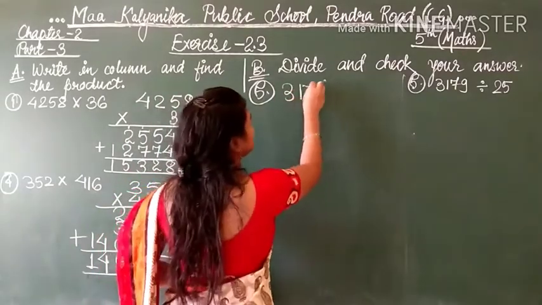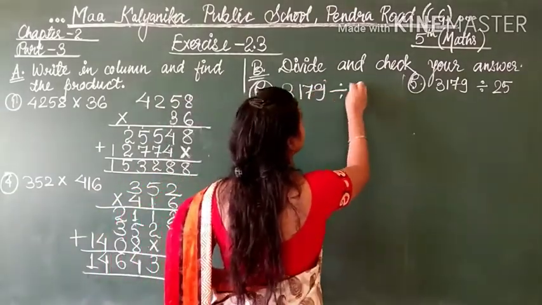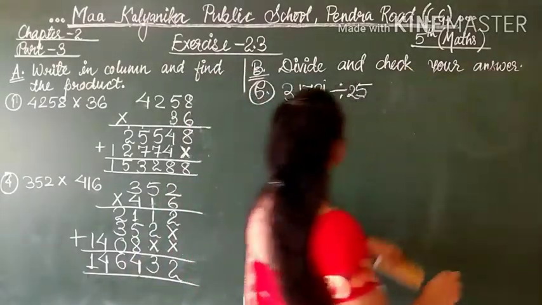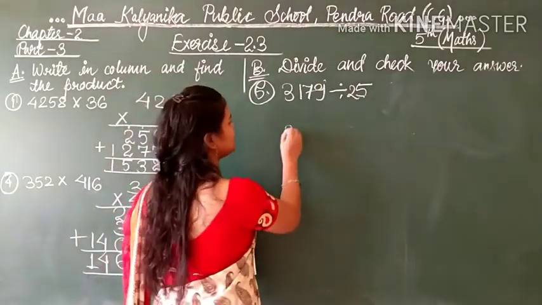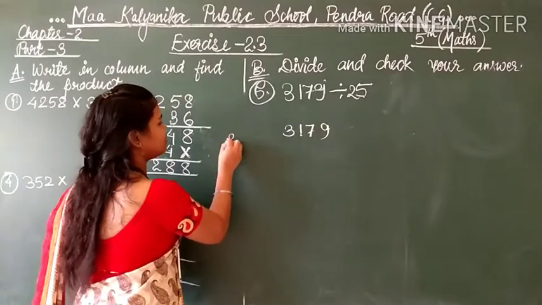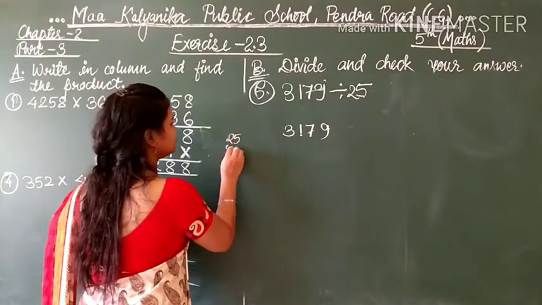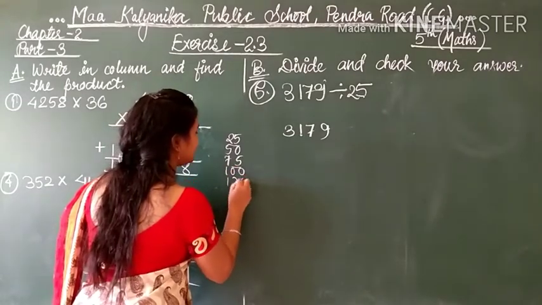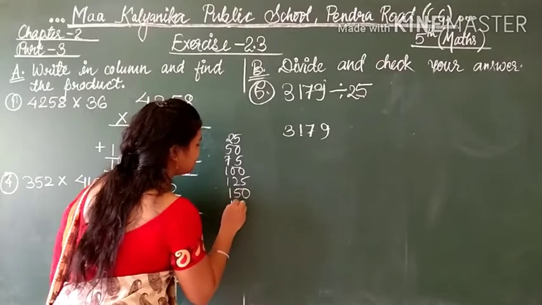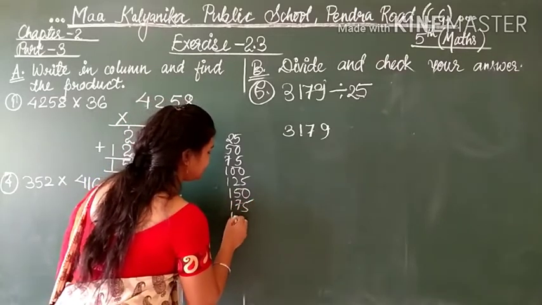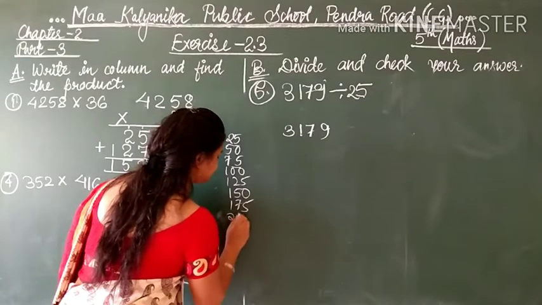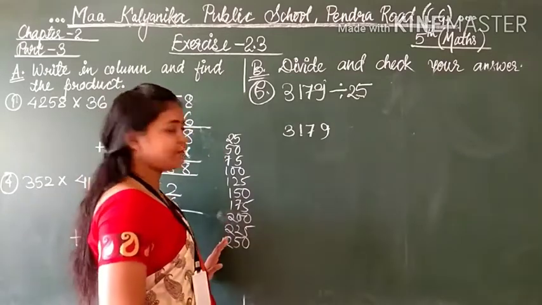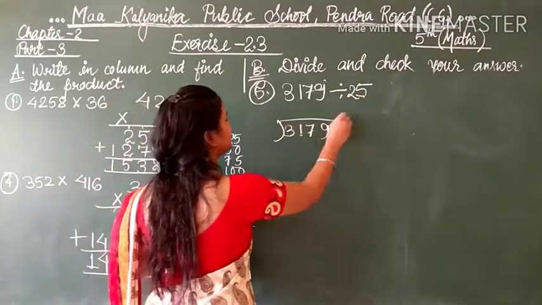See here. 3179 divided by 25, students. So see how to divide and how to check. 3179. I am writing the table of 25 here. 25, 50, 75, 100, 125, 150, 175, 200, 225 and 250. So this is the table of 25. So now divided by 25.